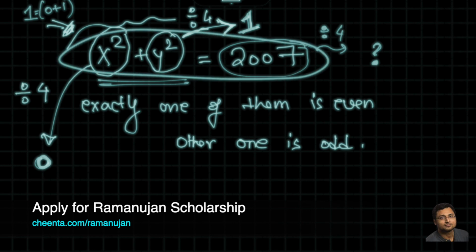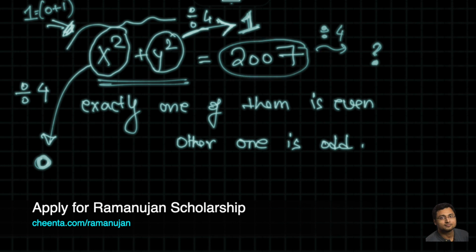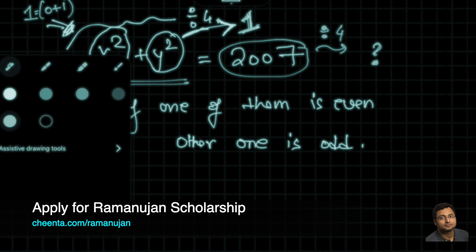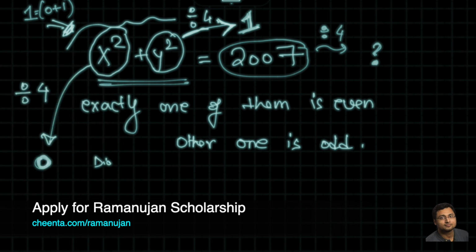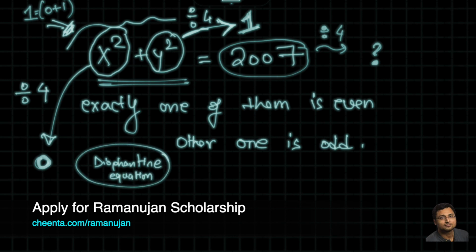By the way, we could have used modular arithmetic in this particular problem. I did not use that because I wanted to keep things simple. But using modular arithmetic, the argument would have been shorter. This type of equation is also known as diophantine equation. There is a very beautiful part of mathematics or number theory involving diophantine equations. So I will put some resources related to that in the description. You can check that.